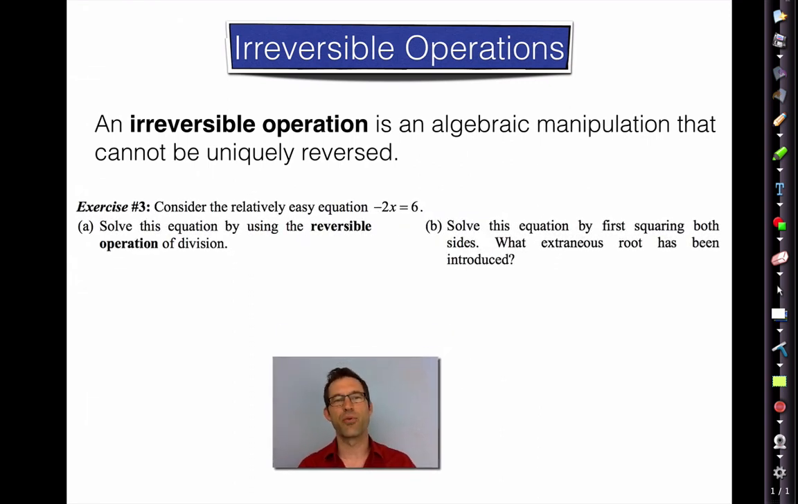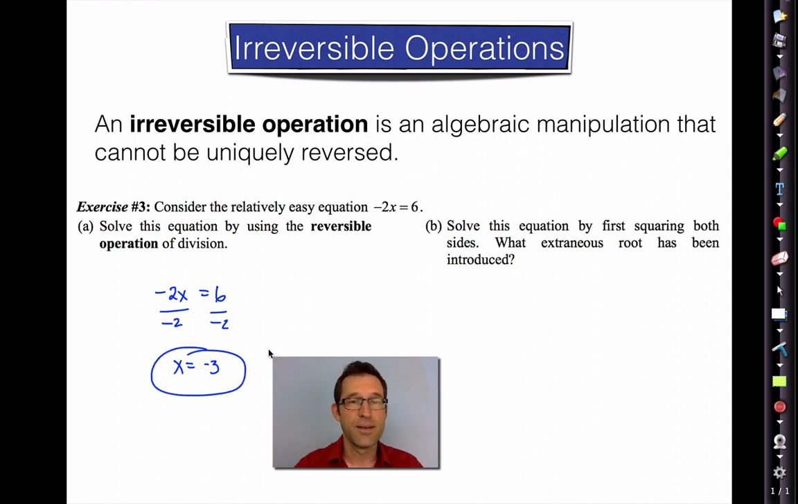Take a look at exercise number 3. It says, consider the relatively easy equation negative 2x equals 6. Solve this equation by using the reversible operation of division. Do it quickly. All right. Real simple, right? Negative 2x equals 6. I divide both sides by negative 2, and I get x equals negative 3. And that's it, man. That is the only solution to this. And division is reversible. It is. All right? As long as you divide by something, or multiply by something, you can undo it.